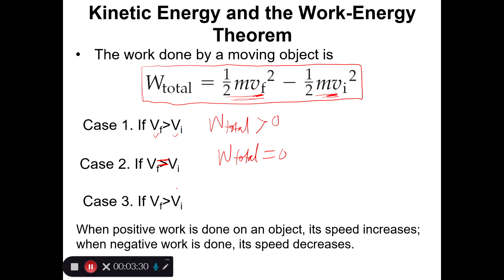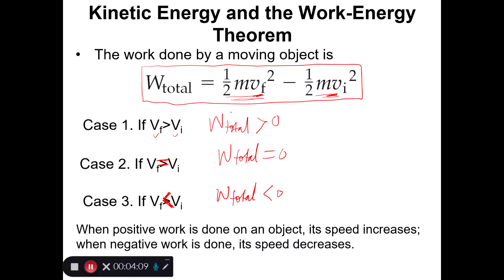Now the third case is, if vi is greater than vf, meaning the final velocity is less than the initial velocity, then total work done is negative, less than 0. So in this case, the body is slowing down. Just like if a body is moving on a frictional table, due to friction, the velocity goes on decreasing. So force and displacement are opposite to each other, so the work done is negative.